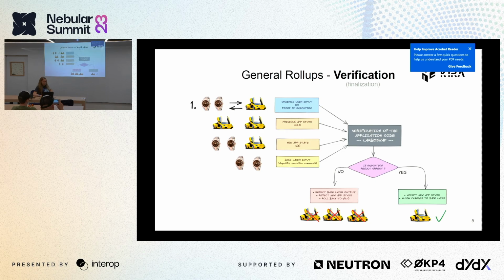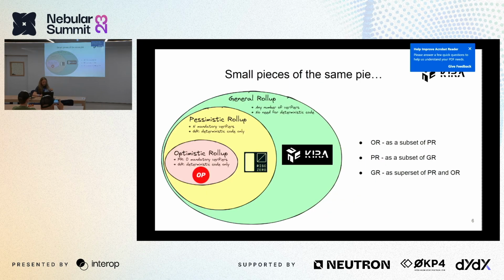And what is interesting in the case of general rollups, which differentiates them from optimistic and pessimistic rollups, is that the execution part has to be deterministic. The verification part doesn't have to be deterministic. And why, we're going to find out a little bit later. And yeah, so let's get back into it.